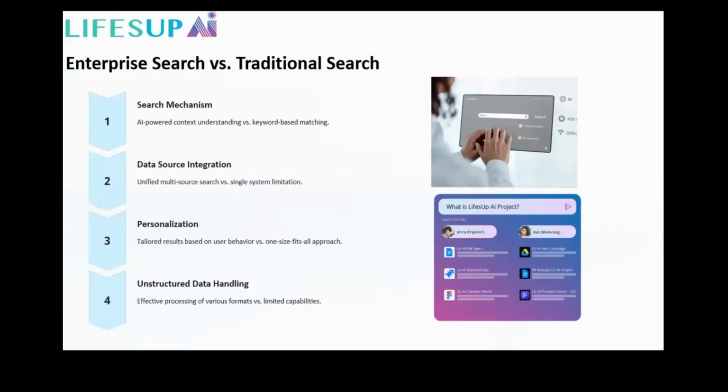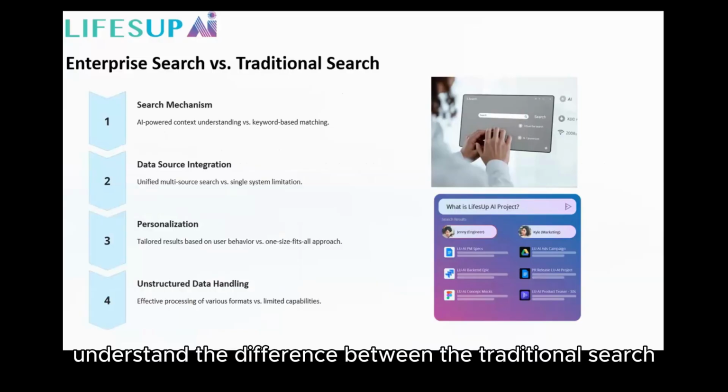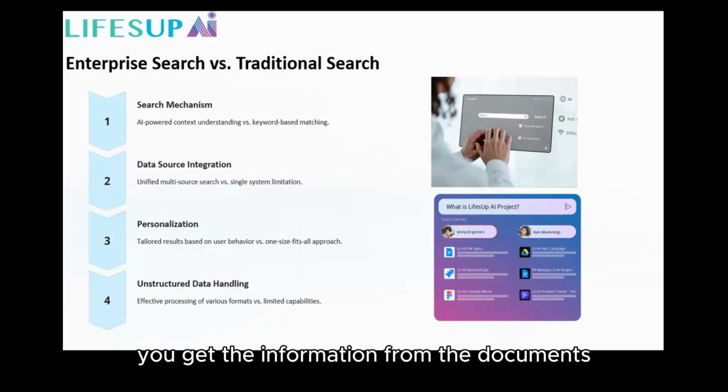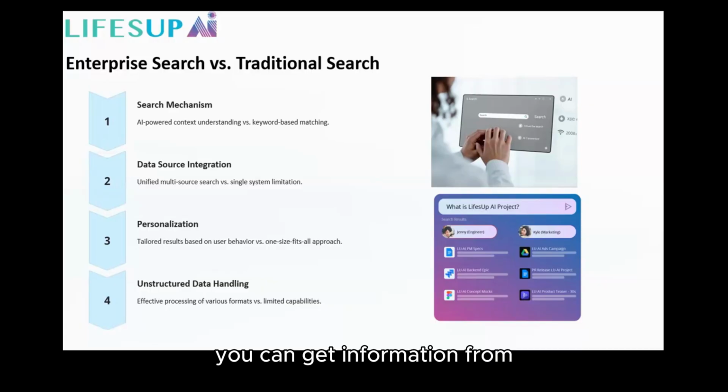Okay, so I think until now we can understand the difference between the traditional search and the enterprise search. Let's get into the detail a little bit. For the traditional search, you have all kinds of data sources. For example, you get information from documents. You can get information from third-party software like Jira, which is used for project management. You can get information about accounting from systems like MISA or something else.